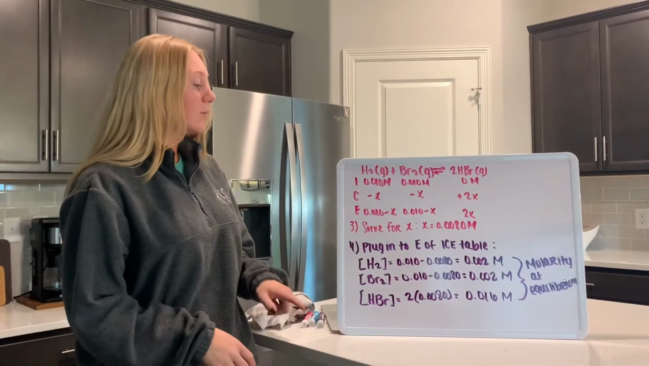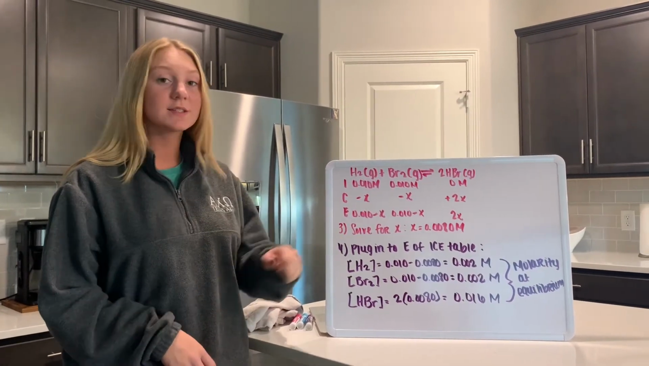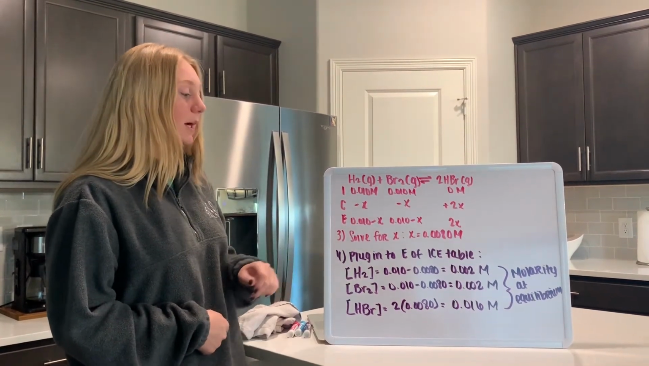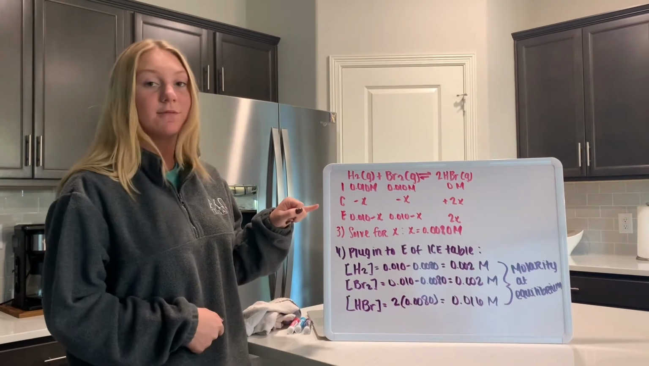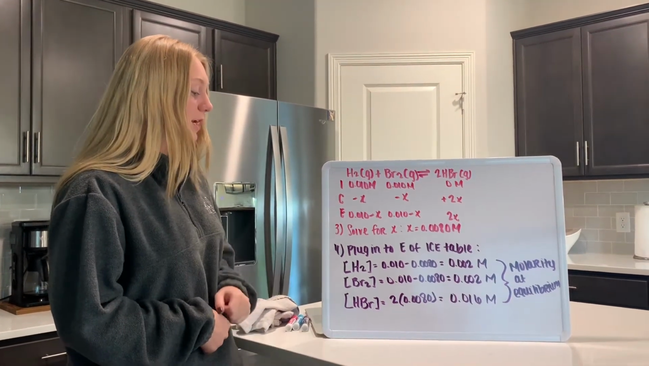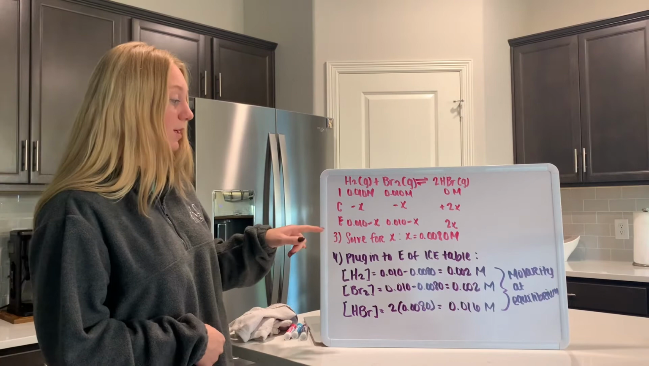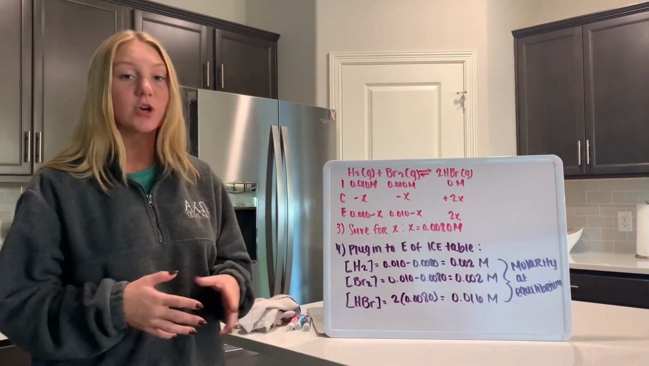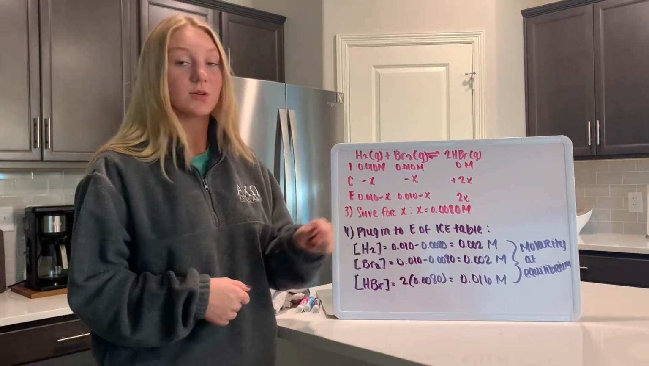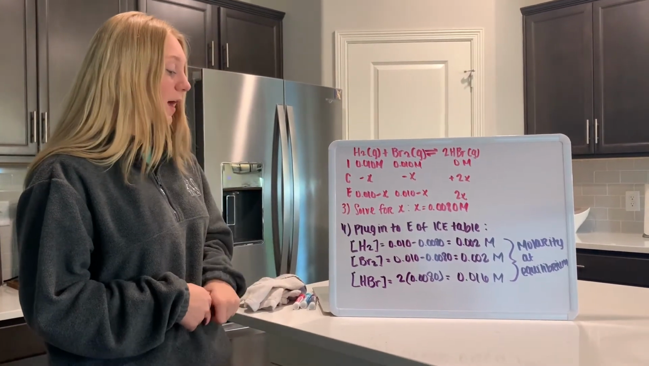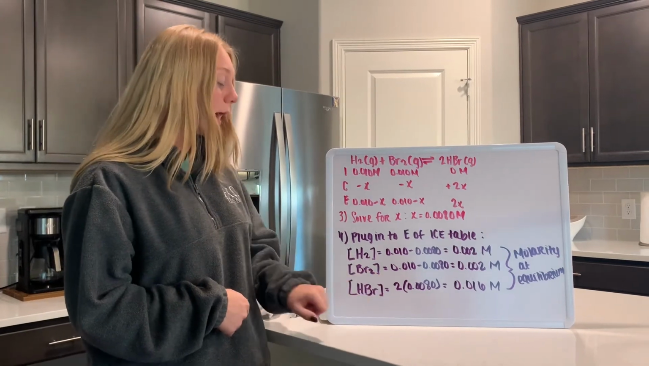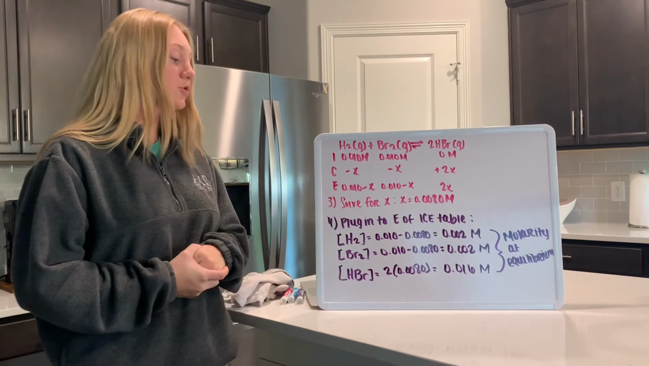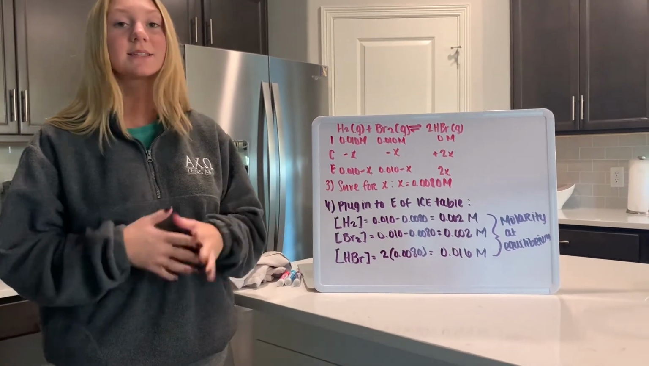All right, so once again, we have our ICE table, and we solved for x to get 0.008 molarity. And then lastly, we're going to plug that into the E of the ICE table. So for hydrogen and bromine, we have 0.010 minus 0.008. That gives us a concentration at equilibrium of 0.002. And then lastly, for the hydrobromic acid, we have 2 times x, 2 times 0.008. That gives us a final concentration of 0.016 at equilibrium.